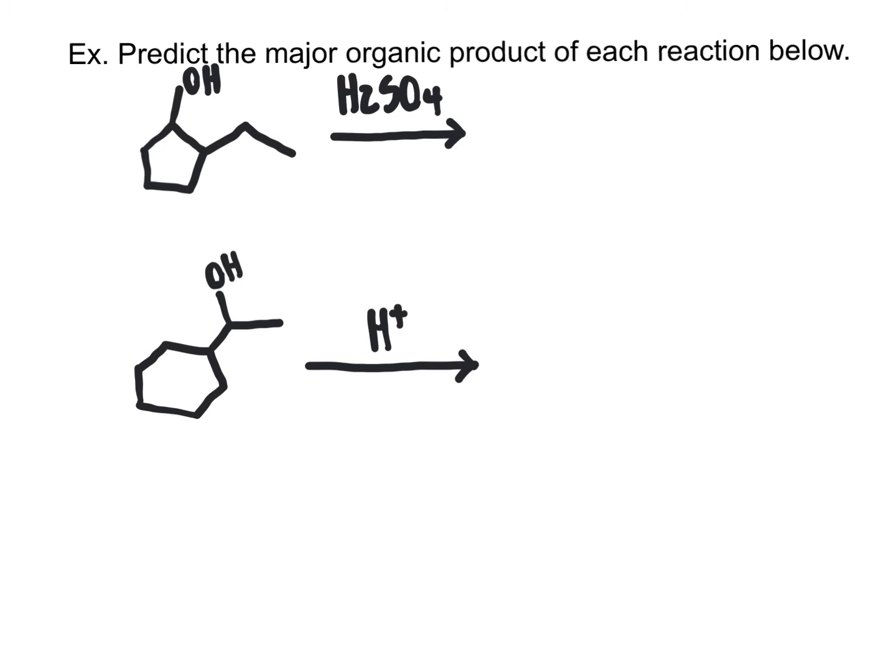Predict the major organic product of each reaction below. We'll take each of these examples and work through what the major organic product is based on applying Zaitsev's rule, which we learned about in the previous video. In each of these reactions, the first thing we need to assess is what functional groups we have in the starting materials to allow us to consider what will be present in the product.